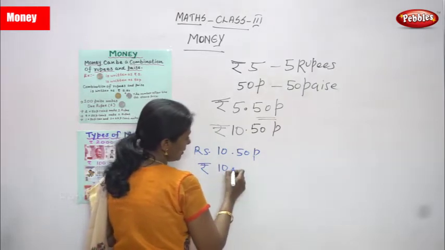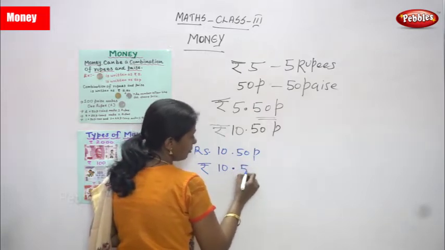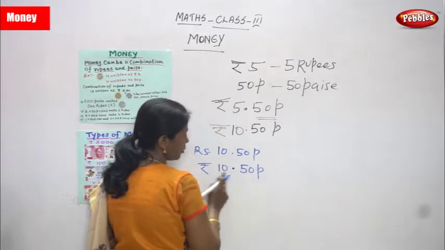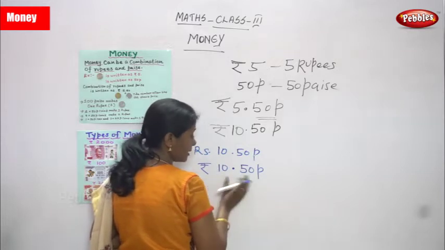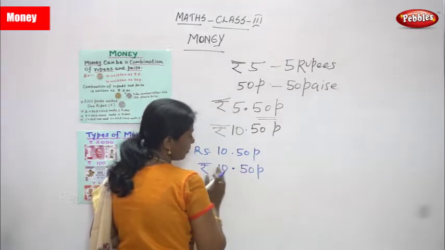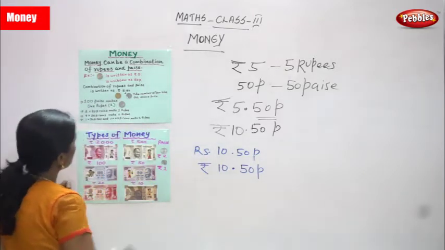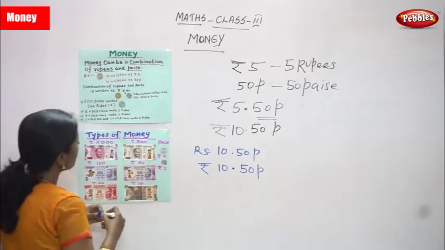So rupees 10. Then you have to put a point, and also 50 paise. P means paise. This is 50 paise. 10 rupees 50 paise. This point segregates these two numbers, that is rupees and paise. I think you understand. Next step. The number after the dot shows what? The number after the dot shows the paise.